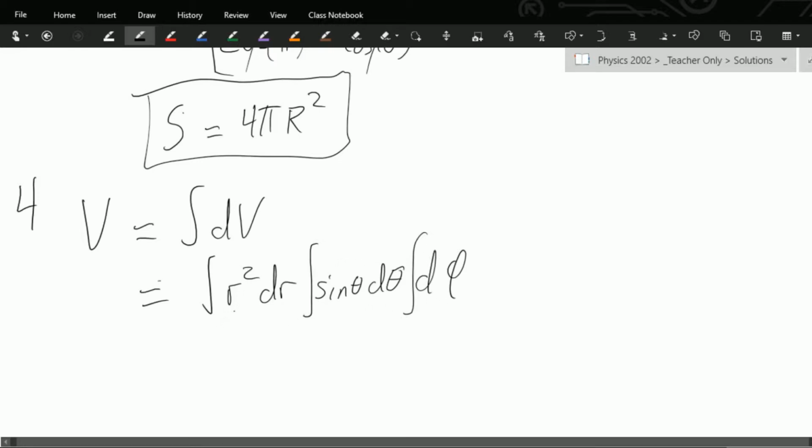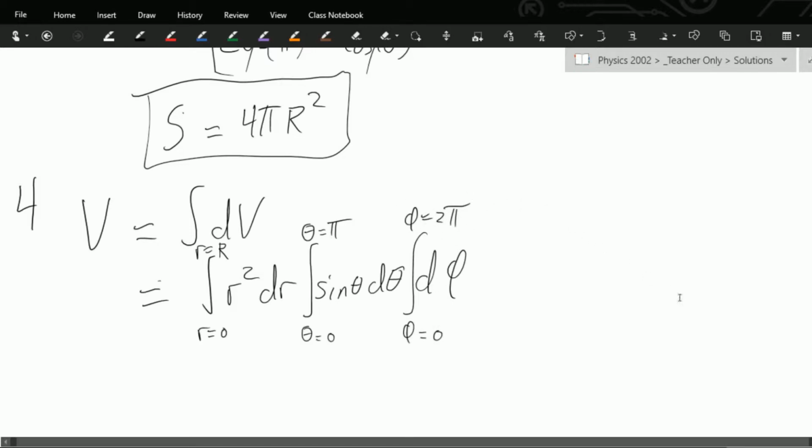This r for our sphere starts from the origin, so this is going to be r is equal to 0, goes up to the edge of the sphere, which is going to be capital R. Our angle theta goes from theta is equal to 0 to theta is equal to pi. Our angle phi is going to go from 0 to 2 pi.